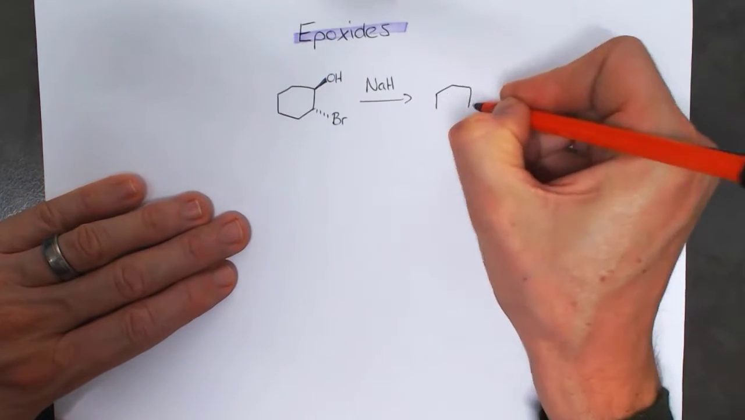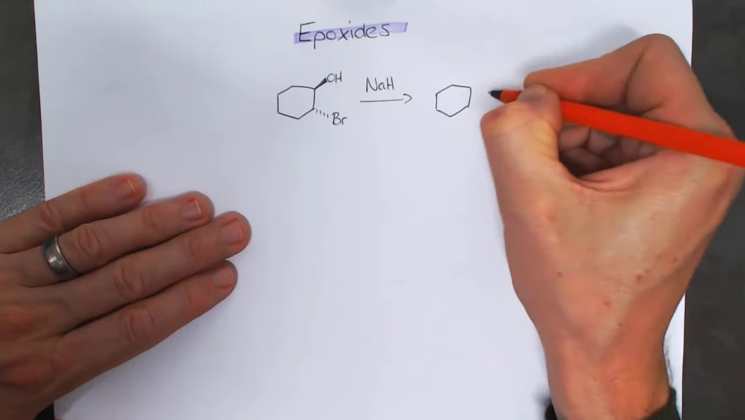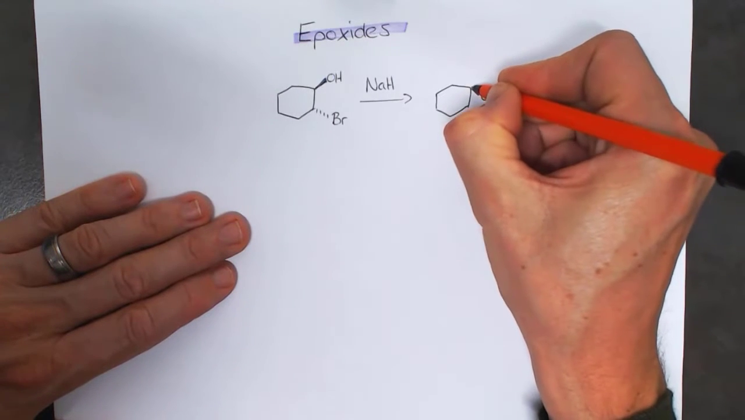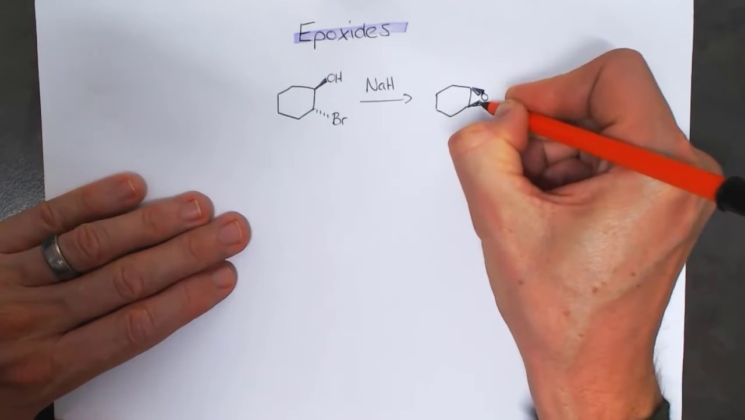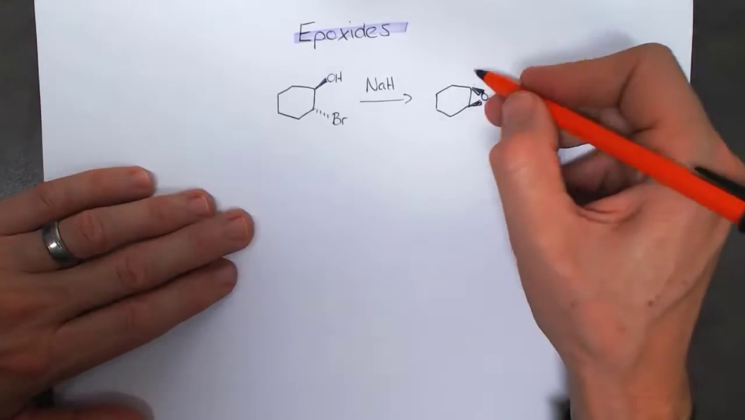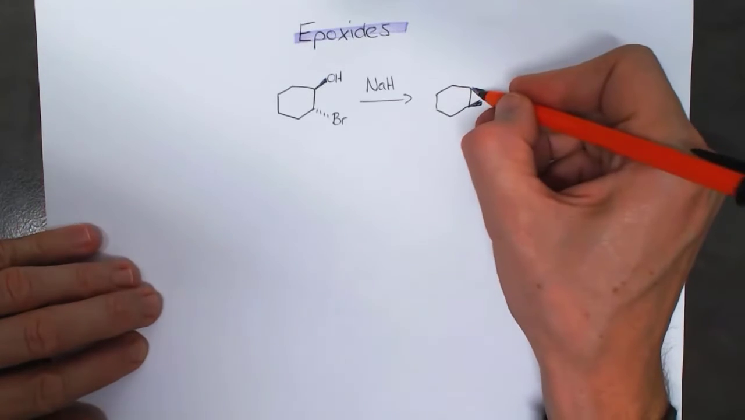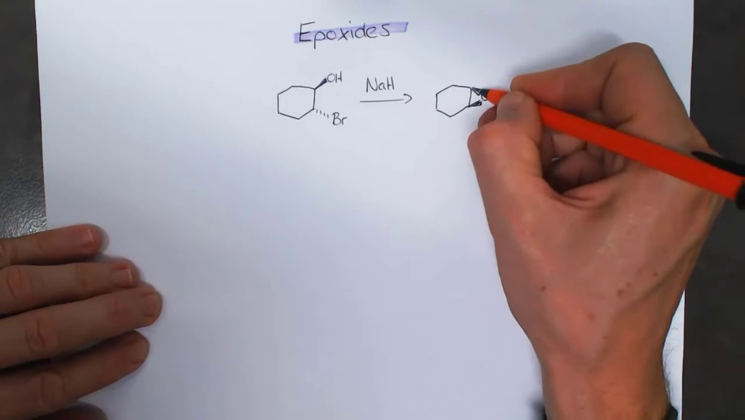And it can only do that because it must be an SN2 reaction. And so the bromine has to be on the opposite face. So we're going to get a molecule that would look like this. This is an epoxide. I've exaggerated the fact that it's on the top face over here.